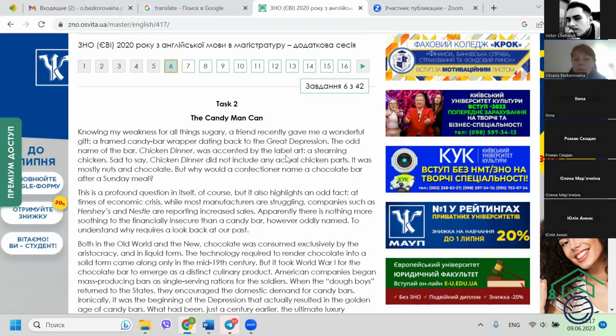The odd name of the bar, Chicken Dinner, was accented by the label art. Accented, yeah, was accented by the label art. A steaming chicken. Sad to say, Chicken Dinner did not include any actual chicken parts. It was mostly nuts and chocolate. Nuts, горіхи, да? But why would a confectionery, кондитер, да? name a chocolate bar after a Sunday meal?